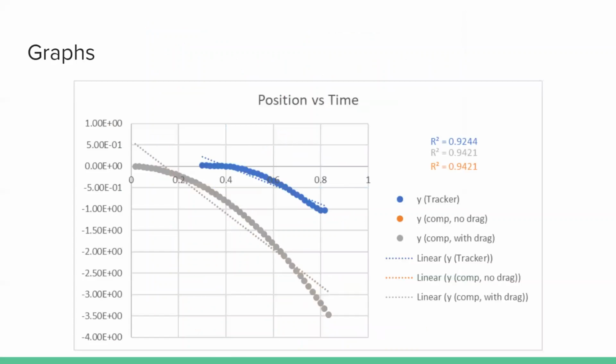And here are the graphs that I have. The computational values I got with drag and no drag were extremely similar. And they were also very similar in number to the R squared values I got for each graph, which are close to 0.92 or 0.94.